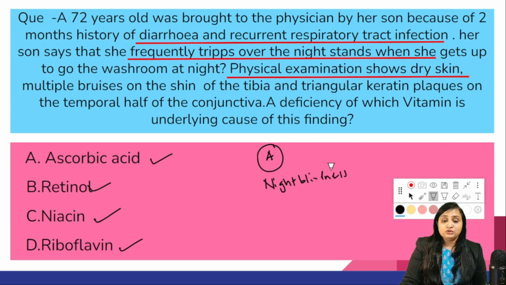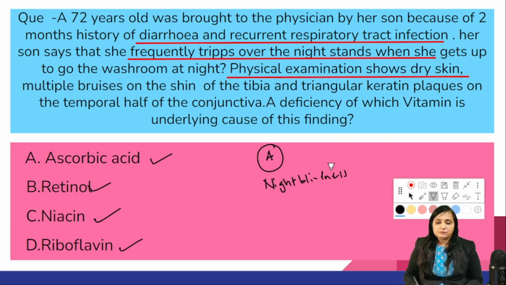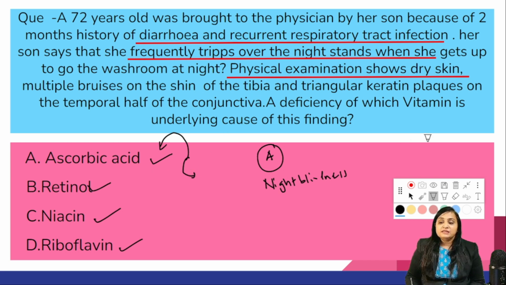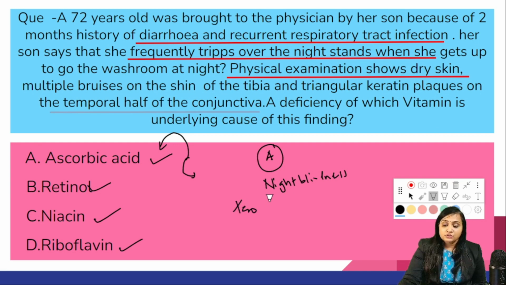Physical examination shows dry skin, multiple bruises. Now multiple bruises will tempt you to tick ascorbic acid, but these bruises could be because of her tripping over and her repeated injury to the tibia. And there is a keratin plaque on the temporal half of the conjunctiva, that again is part of xerophthalmia. So the correct answer is option B, retinol.